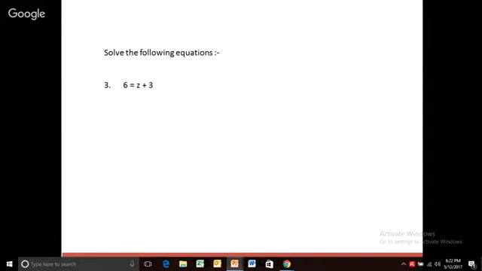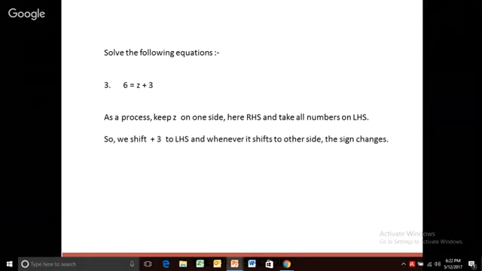6 is equal to z plus 3. Here we will be solving it for z. Since here z is given on the right hand side, let us keep z on the right hand side and shift the other number. Other number is plus 3, we will be shifting it to left hand side. So it's 6 minus 3 is equal to z, plus 3 from right is shifted to left hand side. So it becomes 3 is equal to z, or z is equal to 3 is the answer.